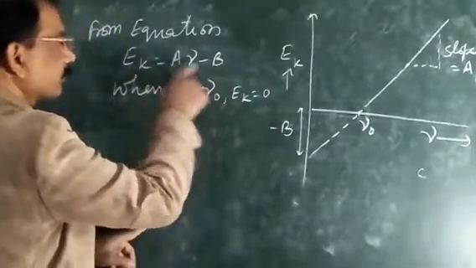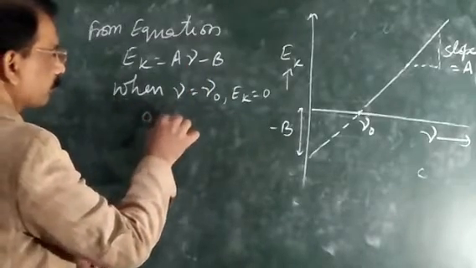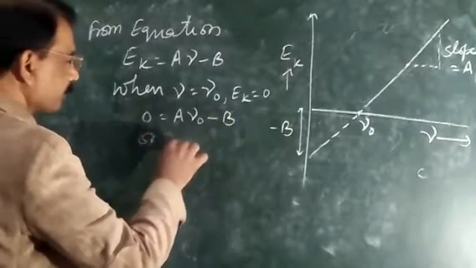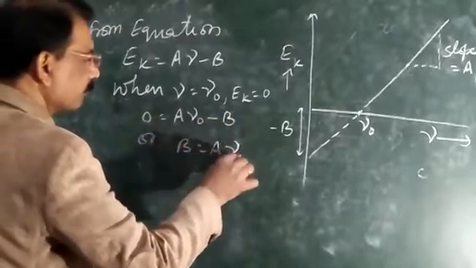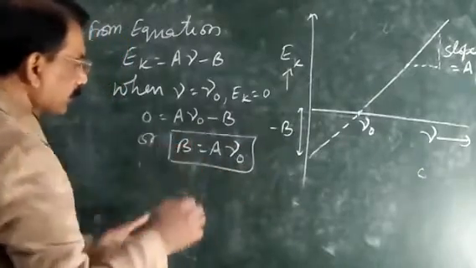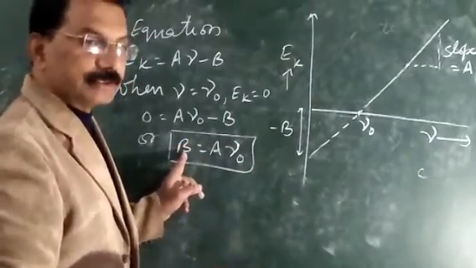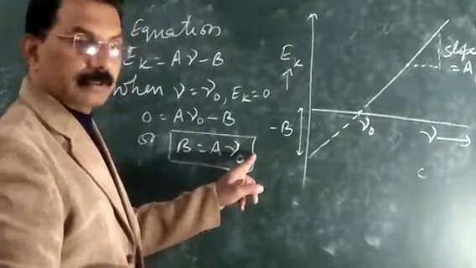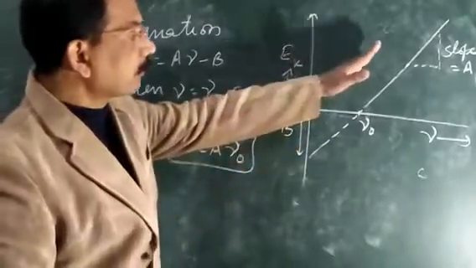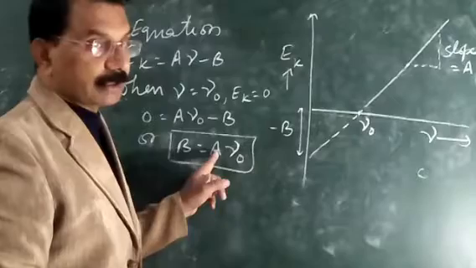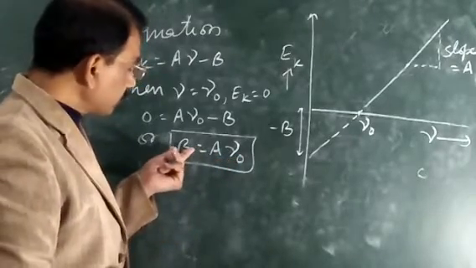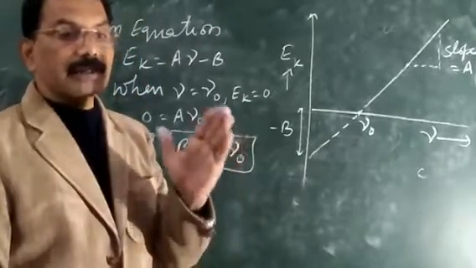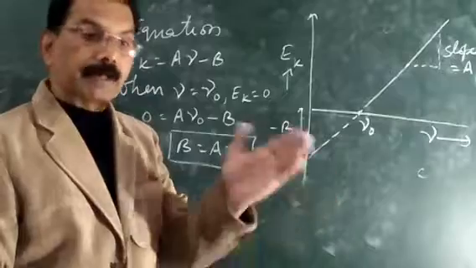So when nu is equal to nu naught, Ek is equal to 0. Now you put this value in this equation. So 0 is equal to A nu naught minus B, or B is equal to A nu naught. Actually B is an energy. It means this energy B is equal to A nu naught. And already I have told you from the different experiment that A is the universal constant. So this B, which is A nu naught, will give what here? The minimum energy required for the emission of the photoelectrons from a metal surface.